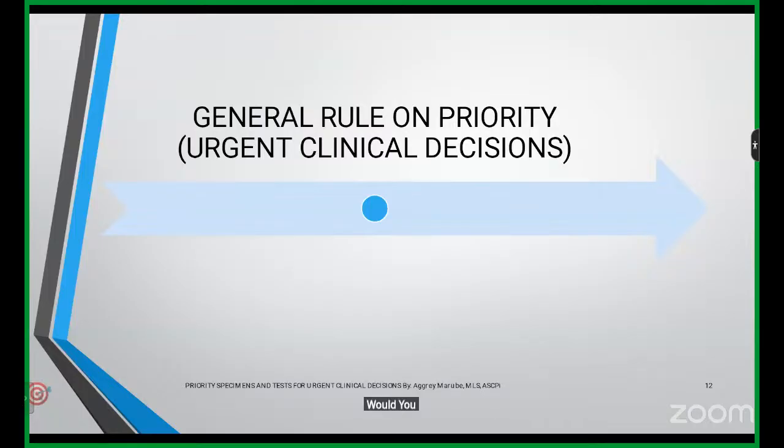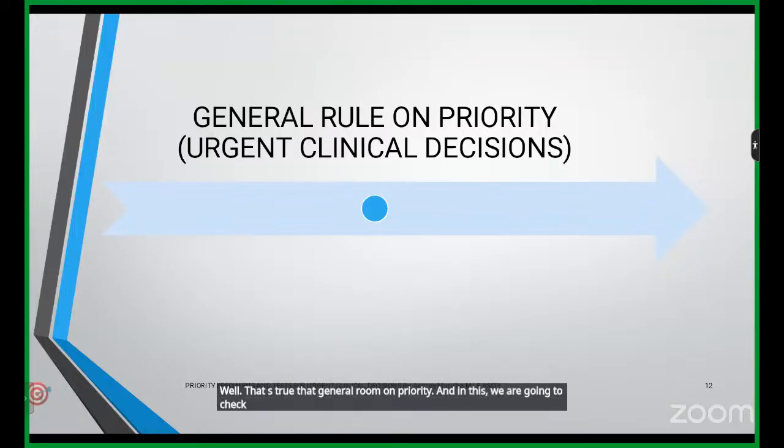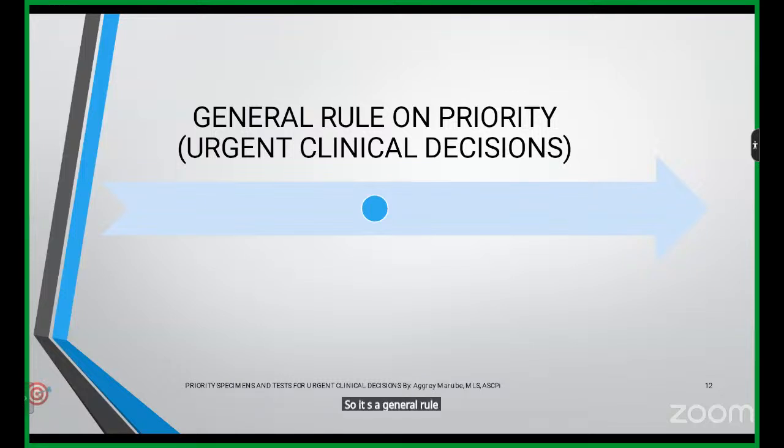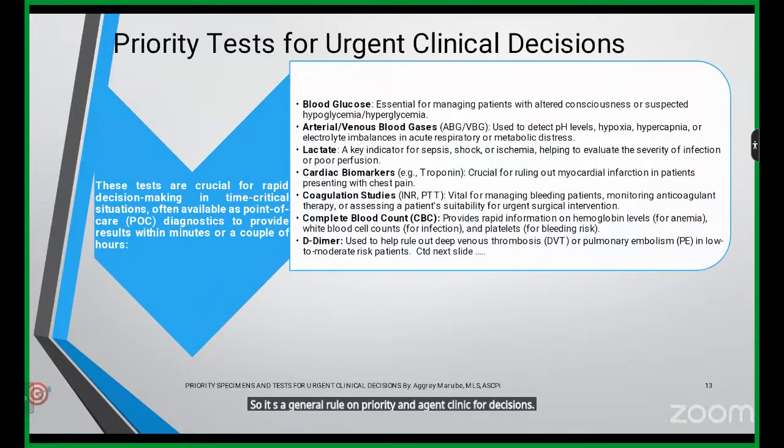We're going to look at the general rule on priority, and how this general rule affects urgent clinical decisions. So it's a general rule on priority and urgent clinical decisions. Now, look at blood glucose. I've stated before, issues dealing with blood glucose can be a priority depending on the state of the patient, especially patients with altered consciousness or suspected hypoglycemia or hyperglycemia, as stated earlier.